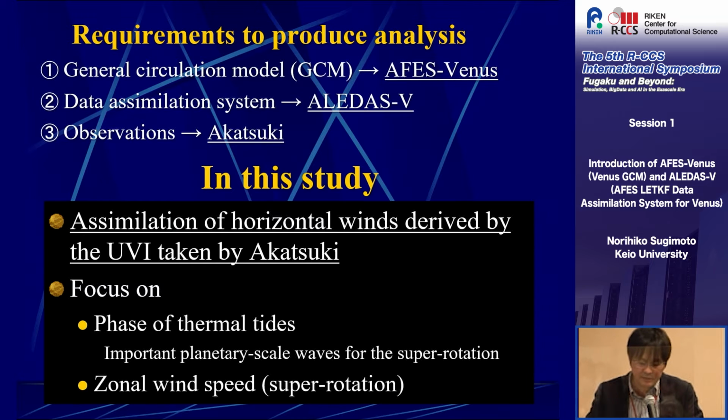So in the present study, we assimilate horizontal wind derived by Akatsuki Venus Climate Orbiter. We again focus on the phase of thermal tide because this wave transports angular momentum upward or downward. So they contribute to maintain or produce superrotation. Also, we focus on superrotation itself.